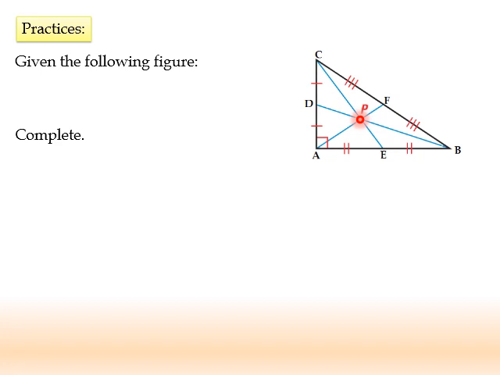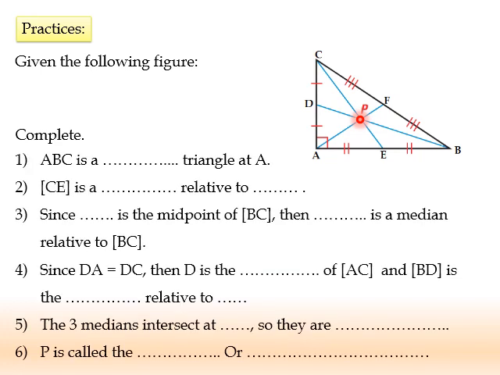Now, what are the exercises, or what should I do here? I have to complete. ABC is a triangle at A. This is angle BAC. As you notice, it's a right angle, so ABC is a right triangle at A. Now, CE: C is the vertex and E is the midpoint of AB. So, CE is a median relative to AB. Why? Since a median is a segment that joins the vertex to the midpoint of the opposite side.